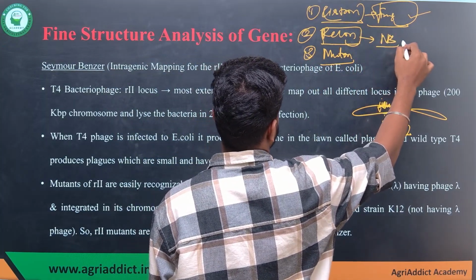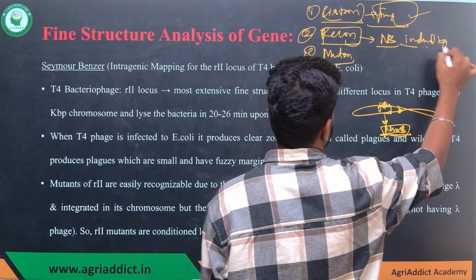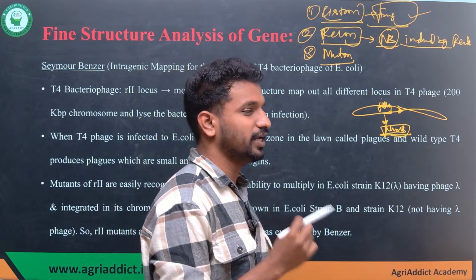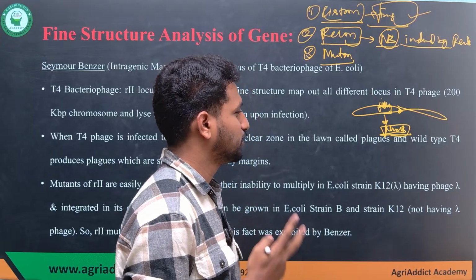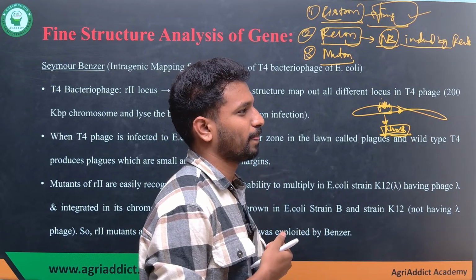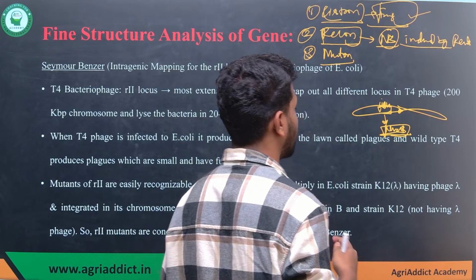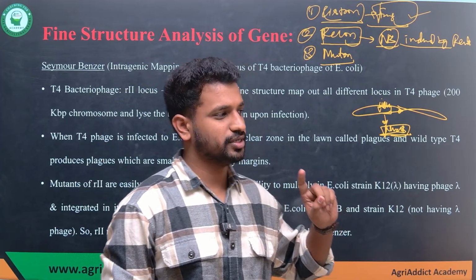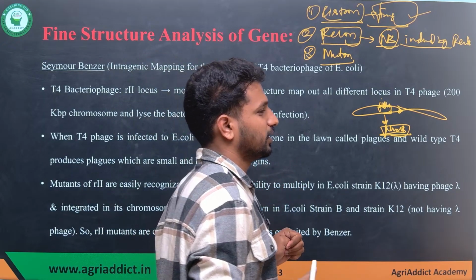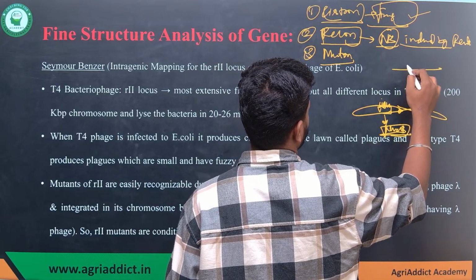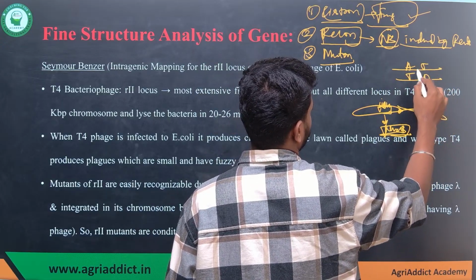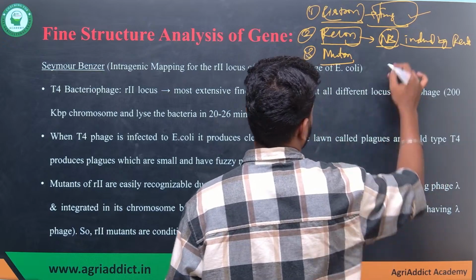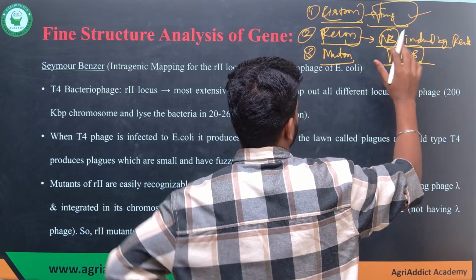Recon is a nucleotide base which is indivisible by recombination. So what will be the number of nitrogen bases which will be indivisible by recombination, whether it will be one nucleotide or two nucleotides? If it is two nucleotides, for example A-T and the corresponding A-T, can the recombination take place between the two nucleotides? It's not possible. So that's why the smallest unit we are talking about is one nitrogen base or one nucleotide. Okay, and this is about the recon.